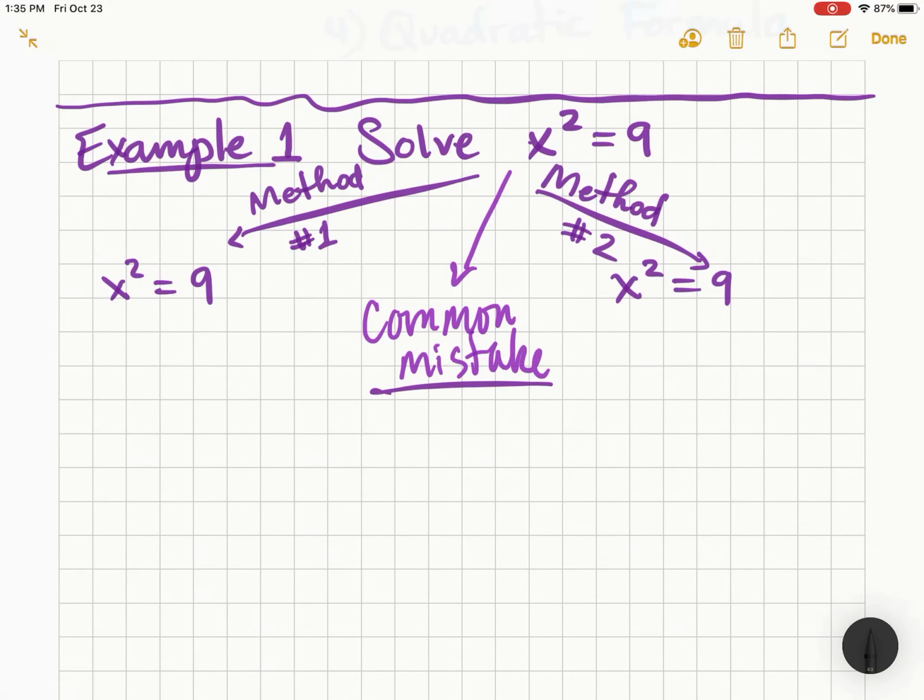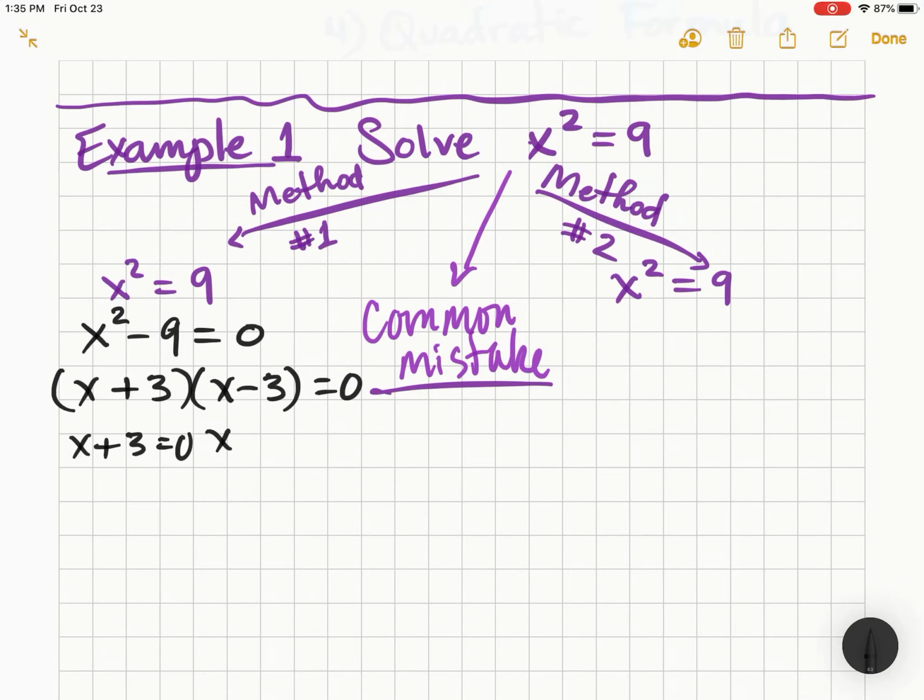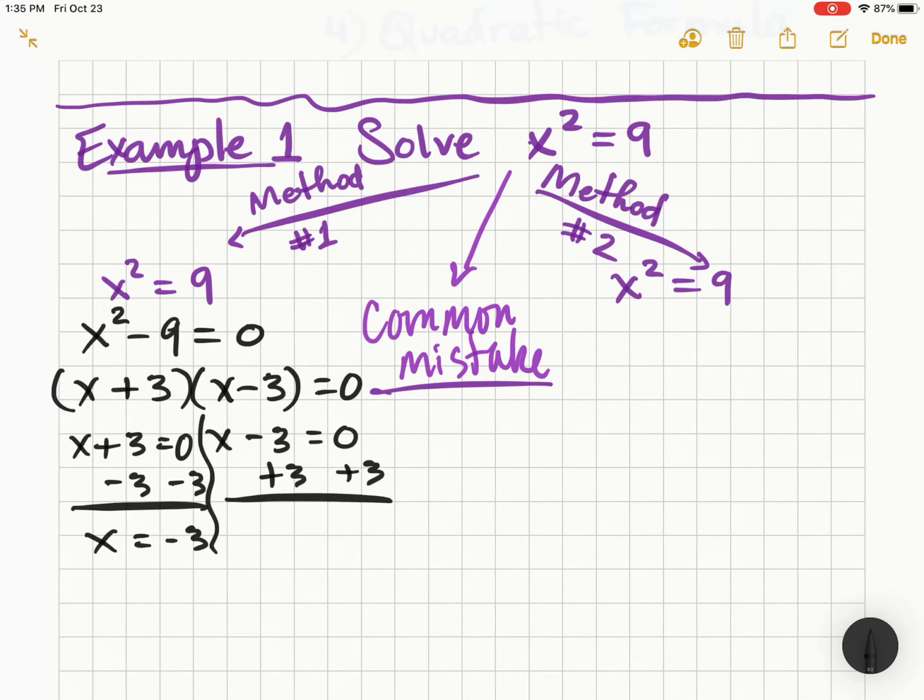For example 1, let's solve this seemingly simple equation, x squared equals 9. One way of solving this is like we did before. Move everything to one side, factor, and use the zero product property, and we quickly see that we get plus or minus 3. So this is one way of solving that.